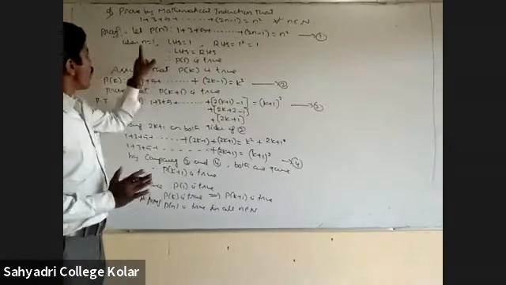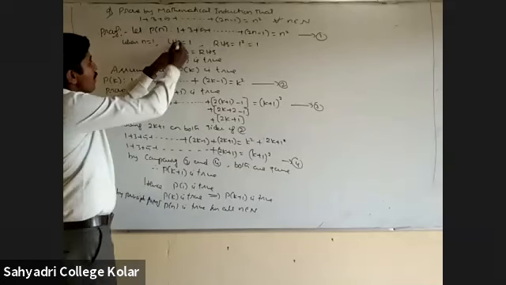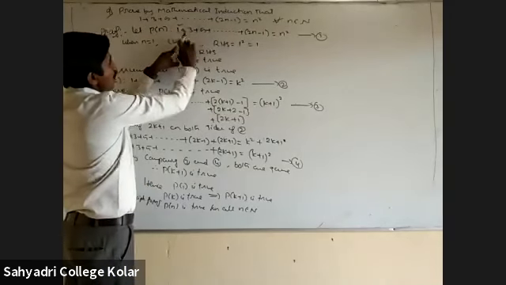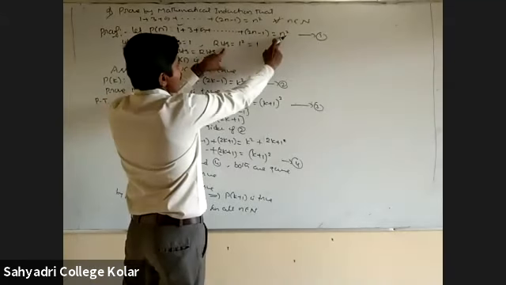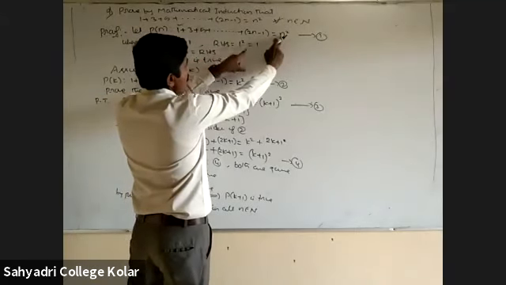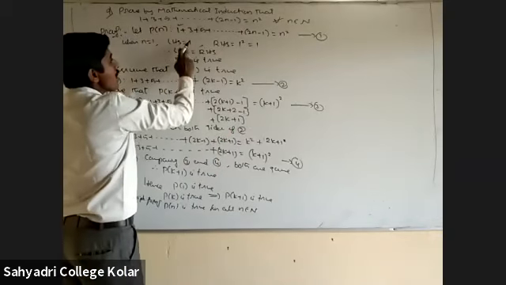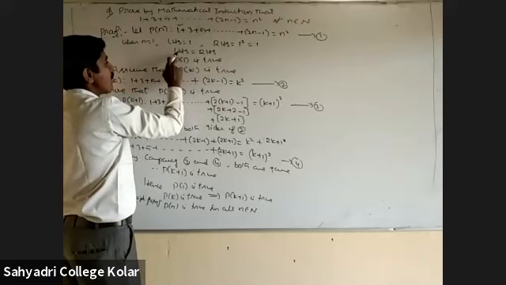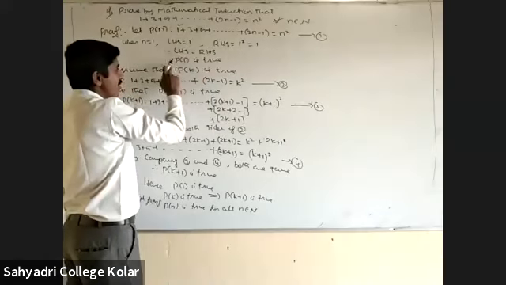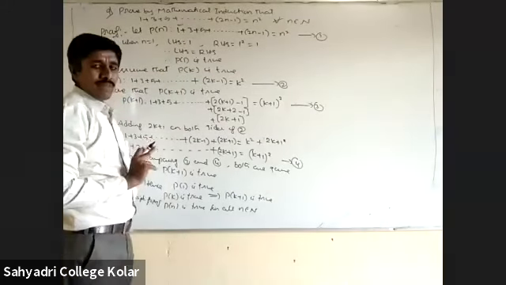First one, when n is equal to 1, LHS is the first term of the series. First term means 1. Substitute n is equal to 1 in RHS: 1 square is equal to 1. LHS is equal to 1, RHS is equal to 1. Both values are same. Therefore, LHS is equal to RHS. Therefore, P of 1 is true.